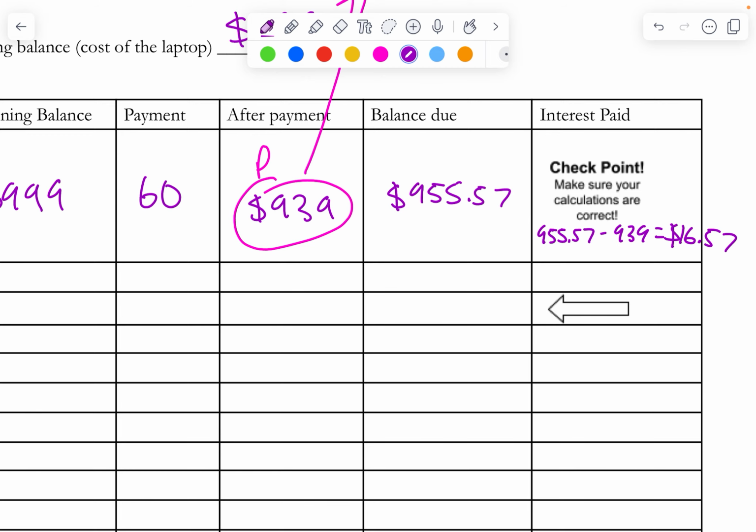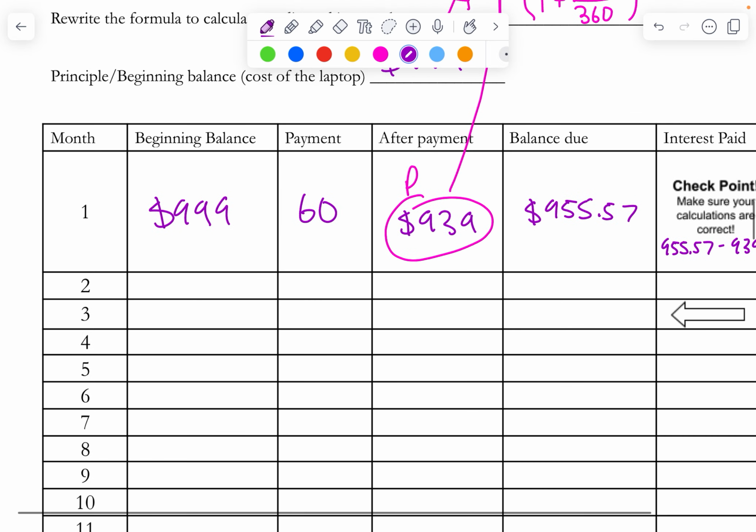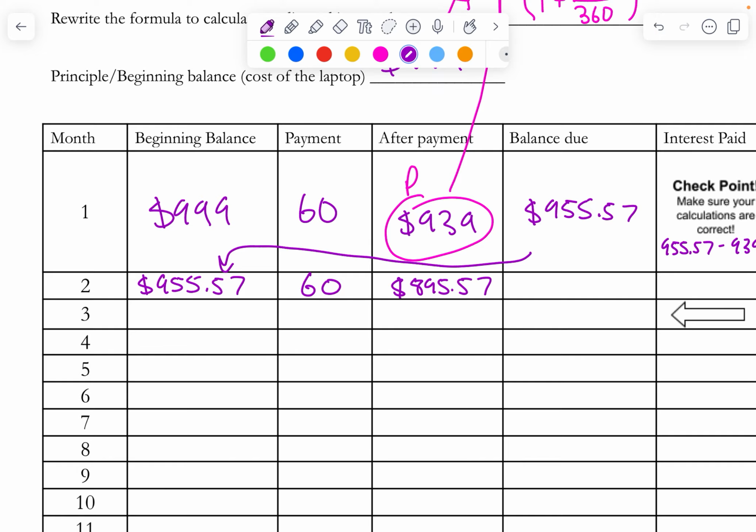Now you're going to do it for the next month. Your ending balance at the end of the month is going to be your beginning balance for the next month, $955.57. You're going to make a $60 payment again, and after that, you would be down to $895.57. Again, this is my APR. It depends on what laptop or what credit card you chose. It has to be a real credit card, so make sure it matches. I do check to make sure the APR matches the credit card.